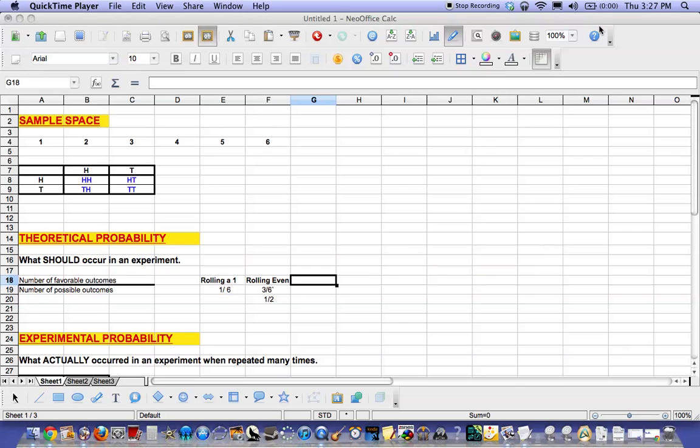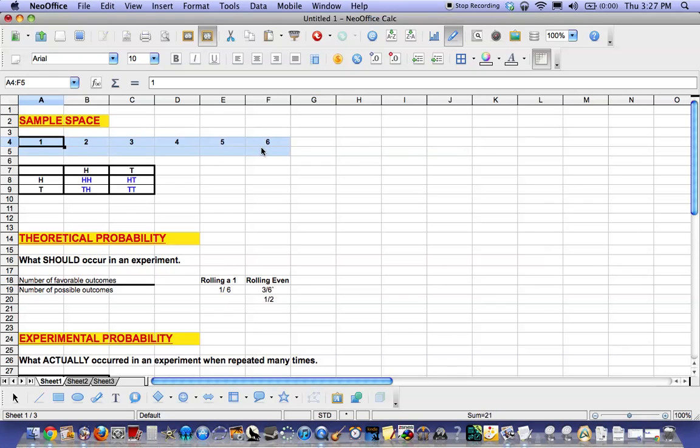So sample space is basically all the potential outcomes you have when working with something. For example, the first sample space I have shown is just the numbers 1 through 6. If you're rolling one 6-sided die, there are 6 possible outcomes, and I have listed those as 1, 2, 3, 4, 5, 6. That is my sample space.